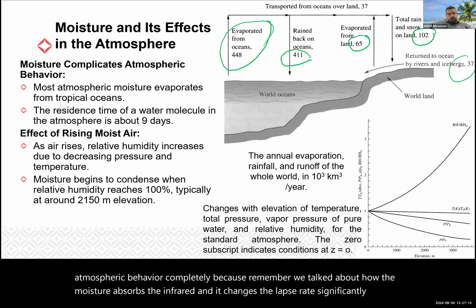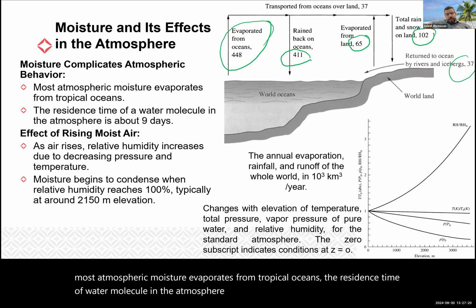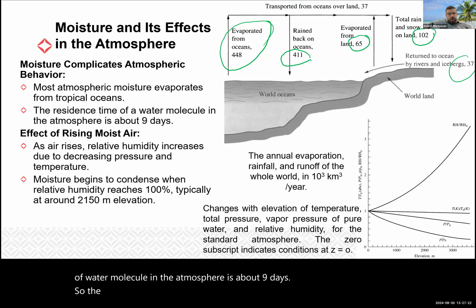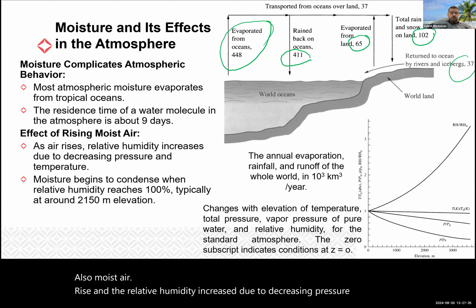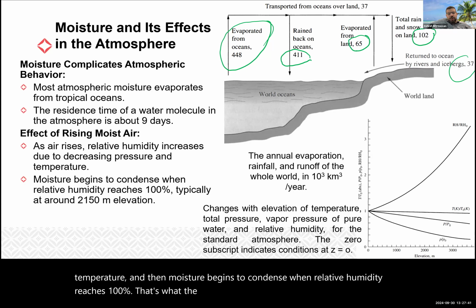So most atmospheric moisture evaporates from tropical oceans. The residence time of a water molecule in the atmosphere is about 9 days. So the molecule goes up, it stays 9 days, and then it goes back down. Also, moist air rises and the relative humidity increases due to decreasing pressure and temperature. And then moisture begins to condense when relative humidity reaches 100%. That's what the clouds are, typically around 2,150 elevation.